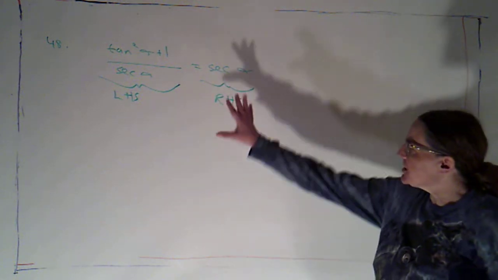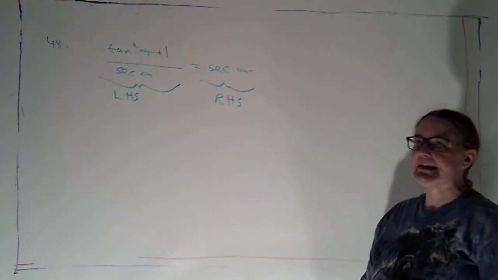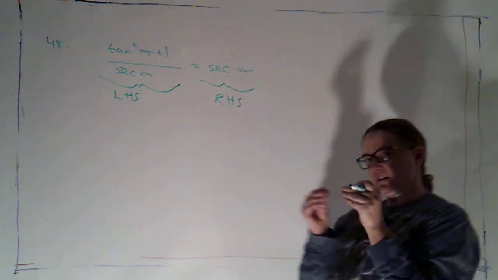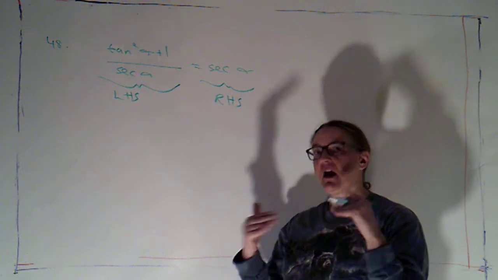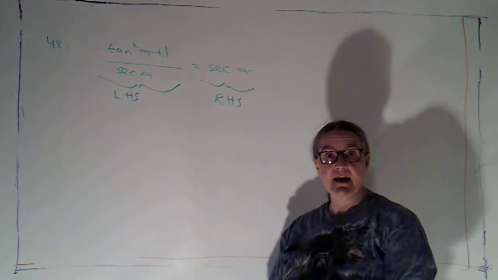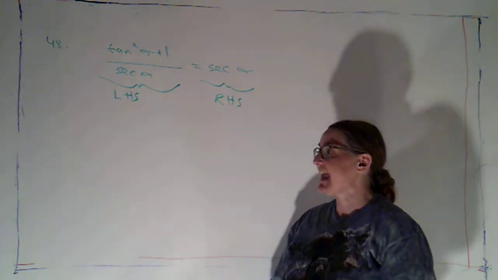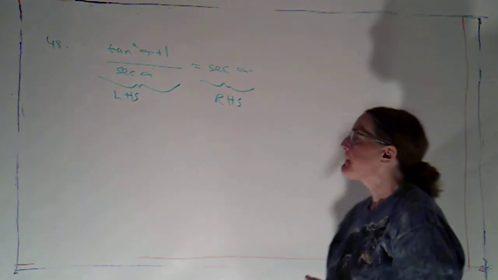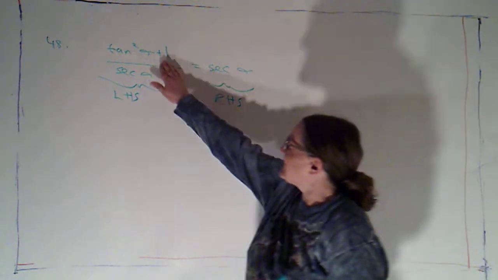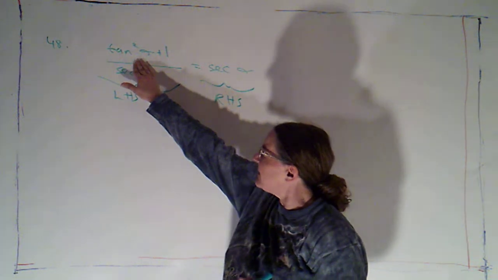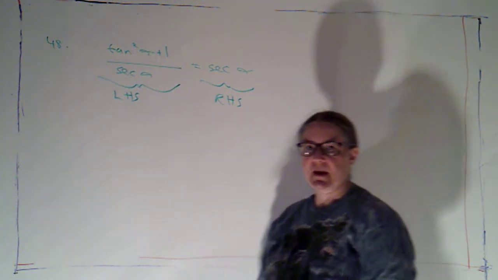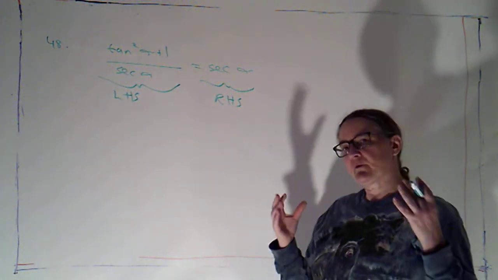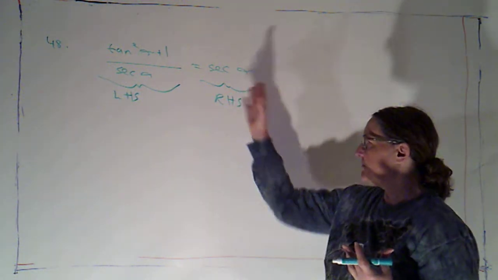This identity just involves tangents and secants. And I know tangents and secants have something in common. They both have a cosine in the denominator. So I know that there's a Pythagorean identity that gives me a relationship between tangent squared and secant squared. If I'm remembering that and I see a 1 and a tangent squared, I might think this is relevant to that Pythagorean identity.